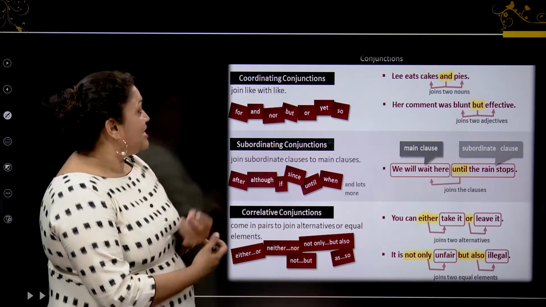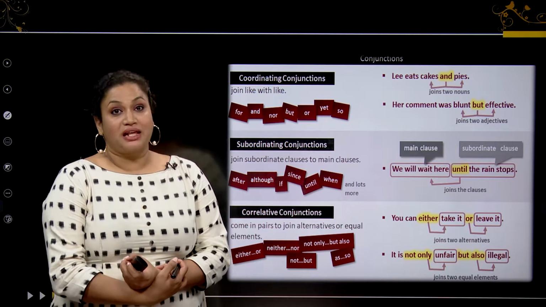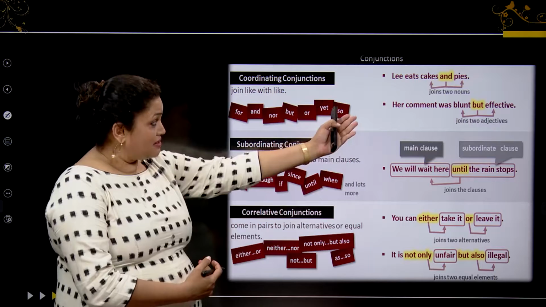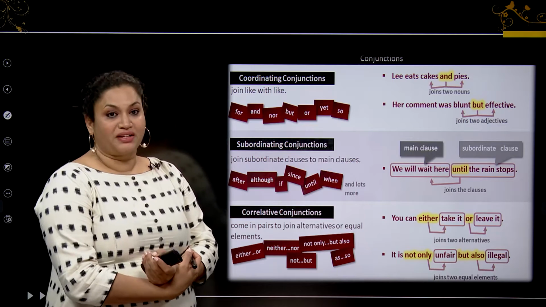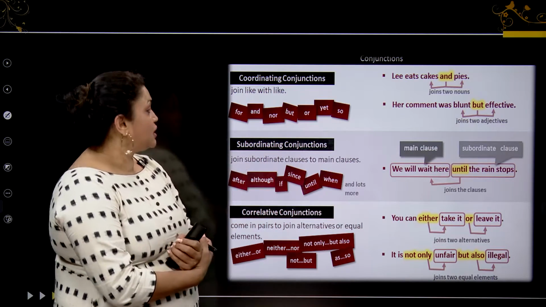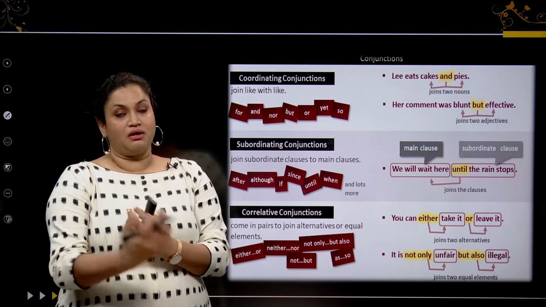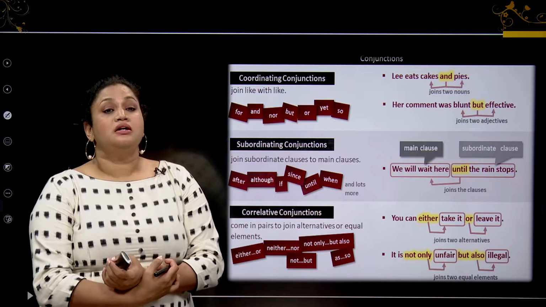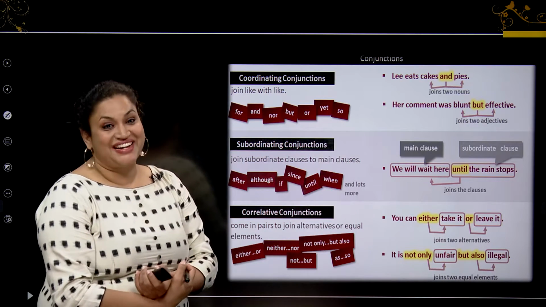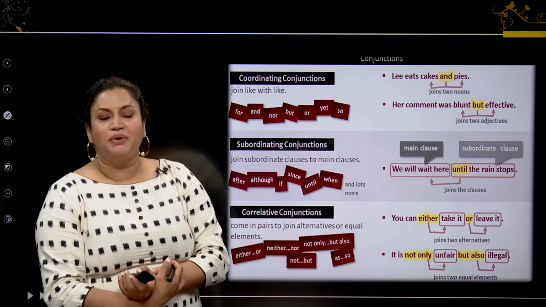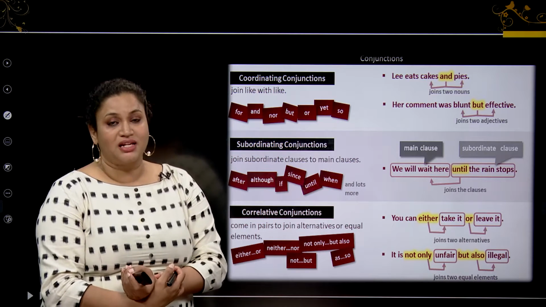The coordinating conjunctions are basically the fanboys. They're words that join things like this. Lee eats cakes and pies. Her comment was blunt but effective. These are the fanboys: for, and, nor, but, or, yet, so. We will learn them at length. I will illustrate it as we go through the session. For now, coordinating conjunctions are nothing but fanboys for us. And they help us in creating and joining sentences and stuff like that.